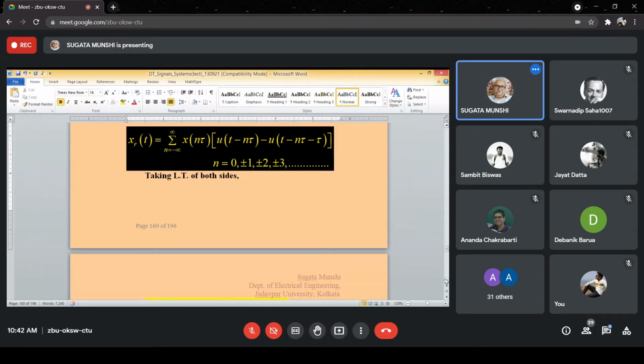Okay. So if you take the Laplace transform of both sides of this equation, what will happen? On the left hand side, you will represent the Laplace transform by capital X subscript R with argument s. What will be the expression if you take the Laplace transform of the right hand side? The Laplace transform operator will operate only on those functions that contain small t. All right. So what will be the Laplace transform of the difference of those two signals?